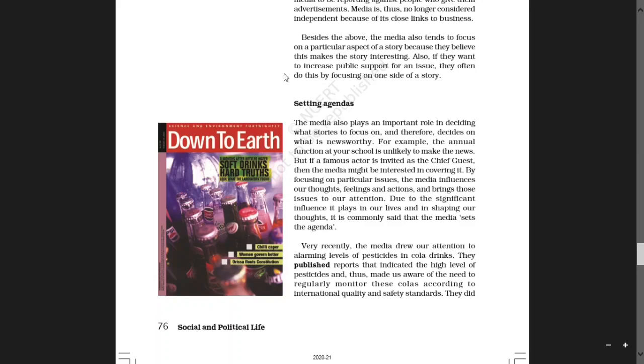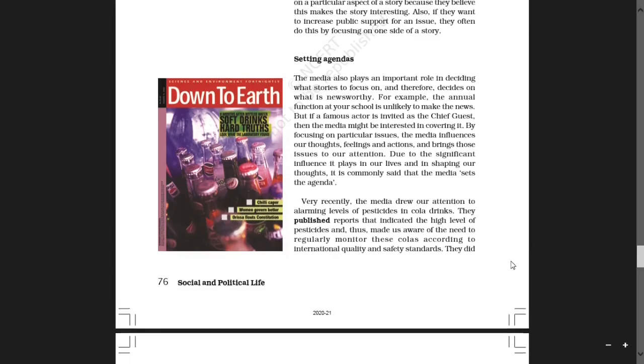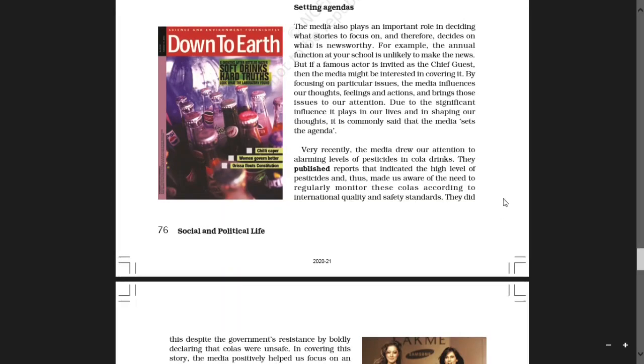Also, if they want to increase public support for an issue, they often do this by focusing on one side of a story. Apart from that, if they want to increase public support for an issue, they always do this by focusing on one side of a story. Okay.